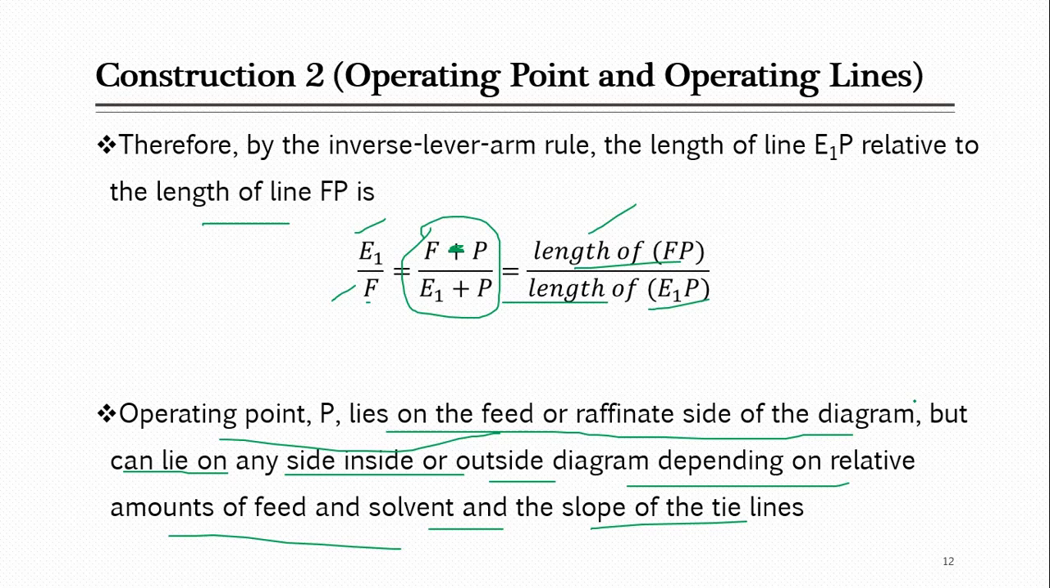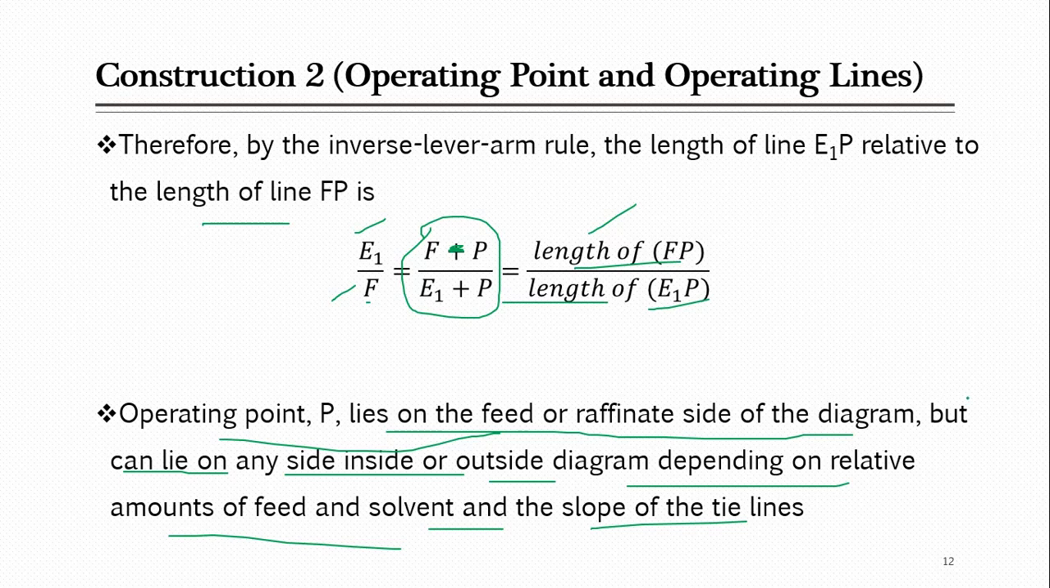As we discussed at the end, P lies outside the diagram. Sometimes it can lie inside, sometimes it can be located on the extract side, sometimes on the raffinate side. So it is not hard and fast to have it always on the raffinate side and outside the diagram. It all depends on the conditions of feed, solvent, their composition, and tie lines. And tie lines come from equilibrium data, which is dependent on temperature. So that's all about construction 2.